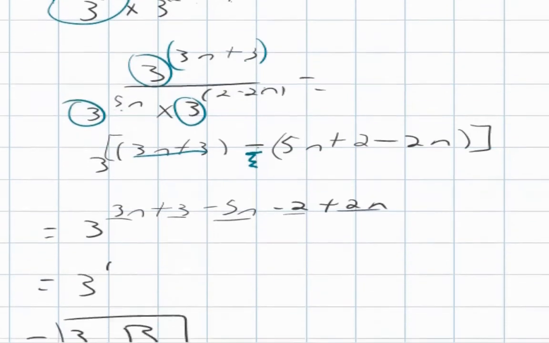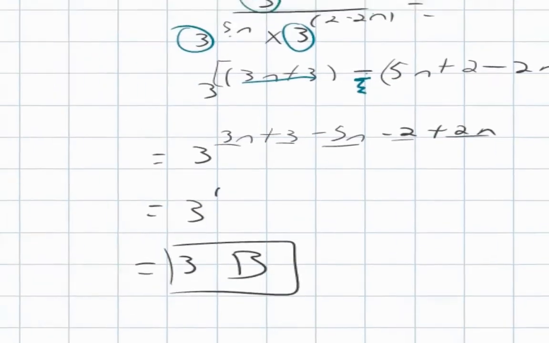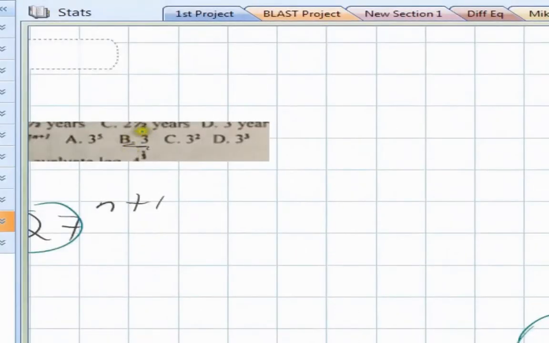So simplifying even further, I find I have a 3n minus 5n and then plus 2n. That gives me 0. And 3 minus 2 is 1. So I have 3 to the 1 power, which means that my answer is just 3, which is your option over here for B.